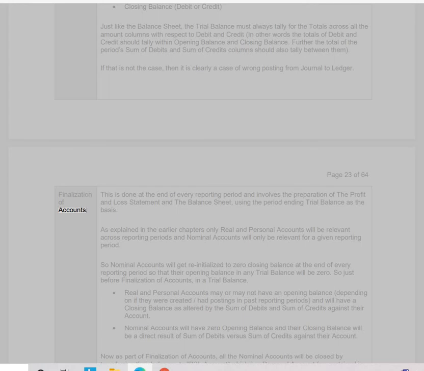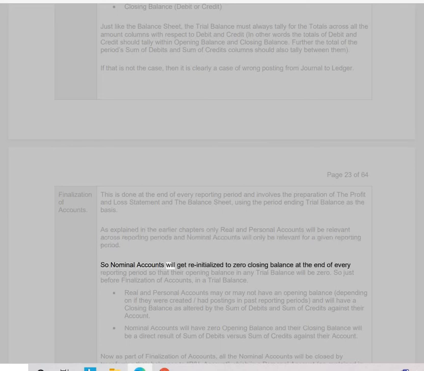Finalization of accounts. This is done at the end of every reporting period and involves the preparation of the profit and loss statement and the balance sheet, using the period-ending trial balance as the basis. As explained in the earlier chapters, only real and personal accounts will be relevant across reporting periods, and nominal accounts will only be relevant for a given reporting period.